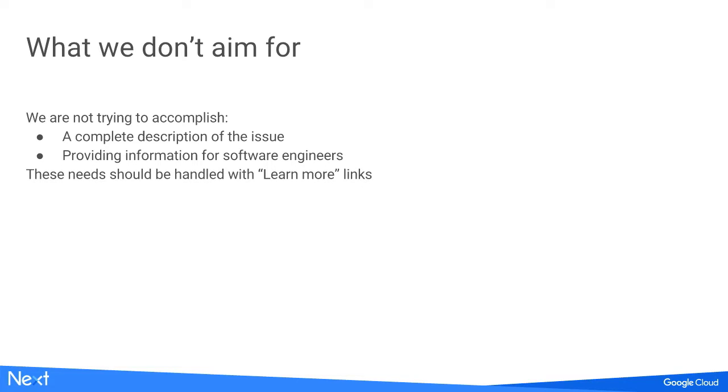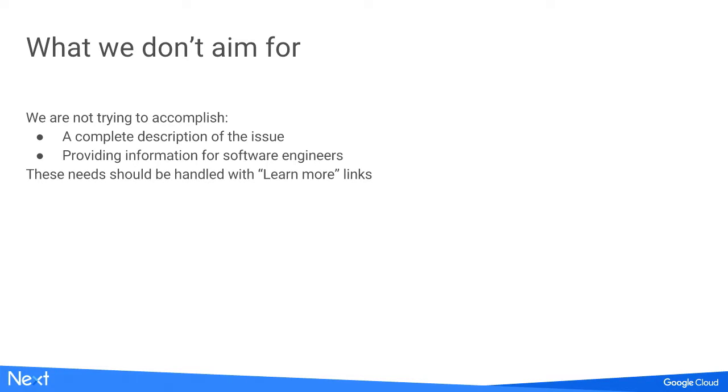What we don't aim to do is provide some kind of complete description of the issue. That would probably go back to what we looked at in the previous slide, some of the things we want to accomplish simultaneously. We're not providing information for software engineers. Often at Google, we see things that other people don't see, stack traces and such like when things go wrong, which is quite interesting and useful for us engineers. And sometimes it probably is a bit frustrating for software engineers to see these kind of interstitials and say, I want to know more about what happened.